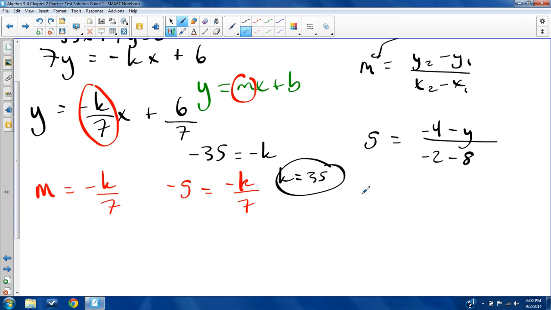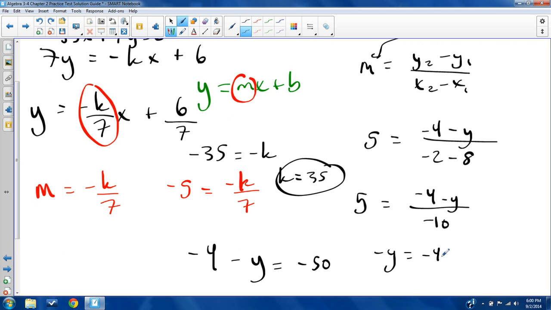Okay, so 5 equals negative 4 minus y over negative 10. Multiply both sides by negative 10, and we'll get negative 4 minus y equals negative 50. Add 4, negative y is negative 46, so y equals 46.